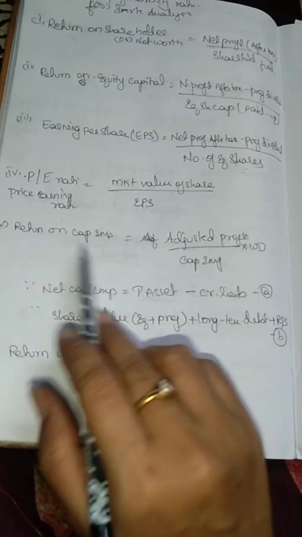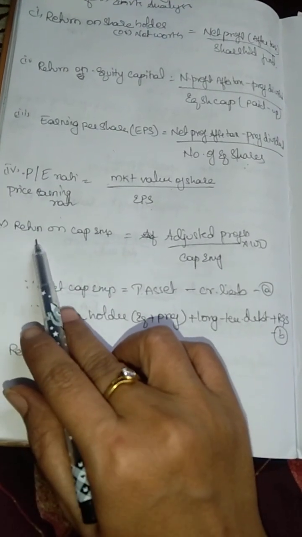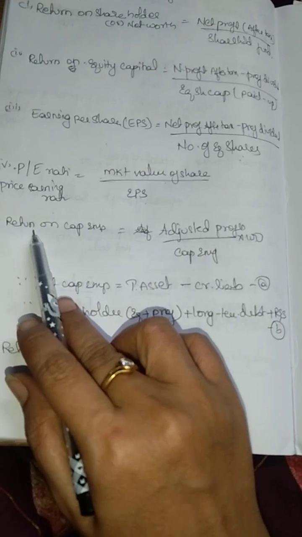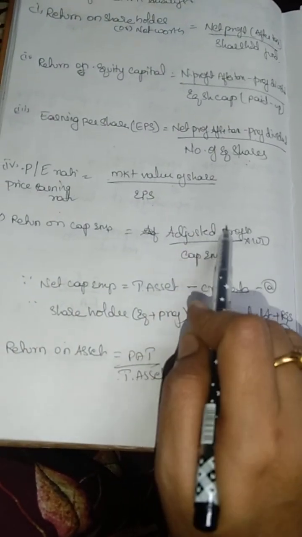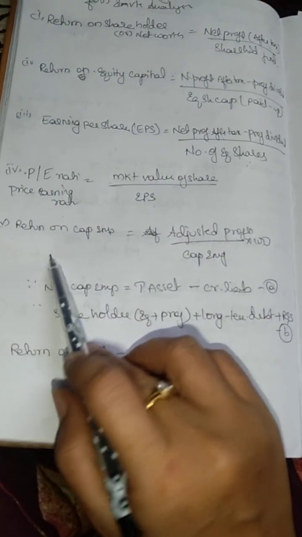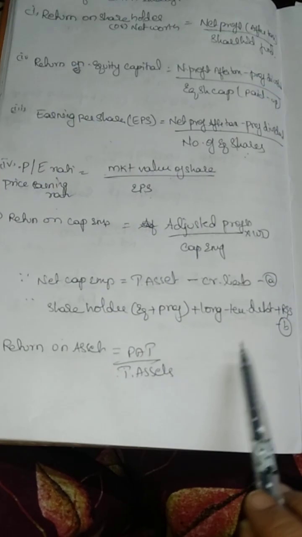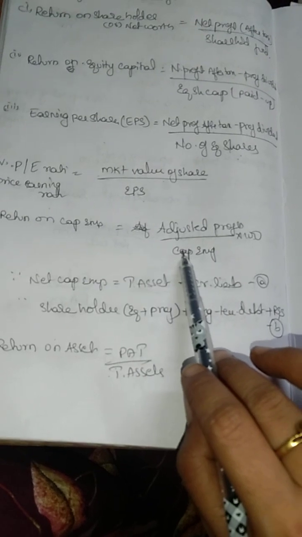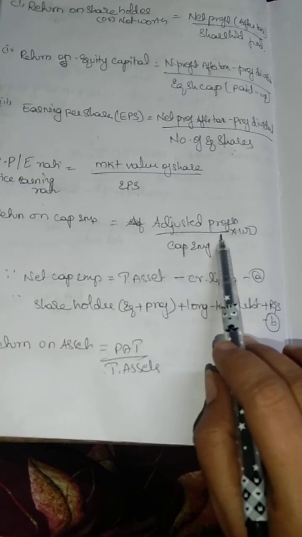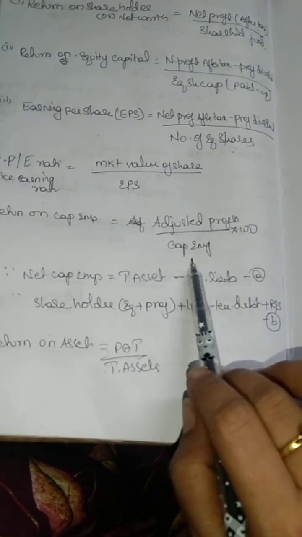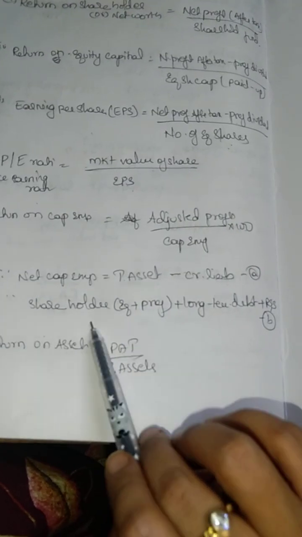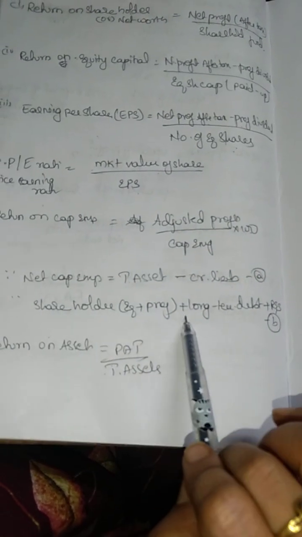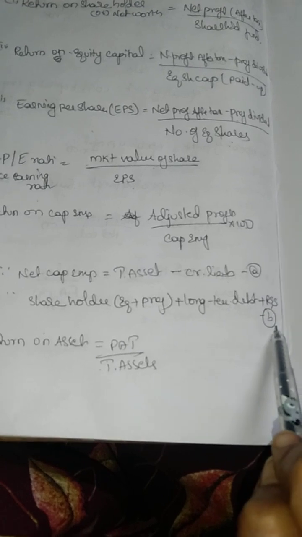And the next one is return on capital. Return means again he is talking about profits only, no? So here we will take adjusted profit divided by capital employed. Capital employed means I will have long term debt also. So with long term debt, I can take the profit before tax divided by capital employed. Capital employed is nothing but shareholders equity plus preference plus long term debt plus reserves and surplus all together.